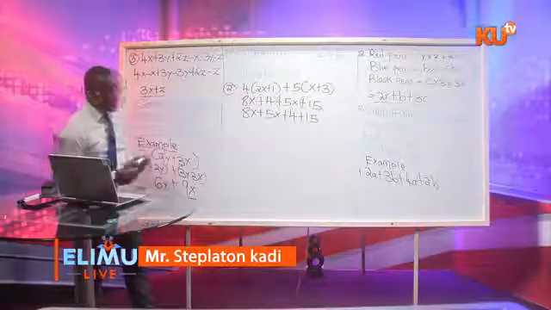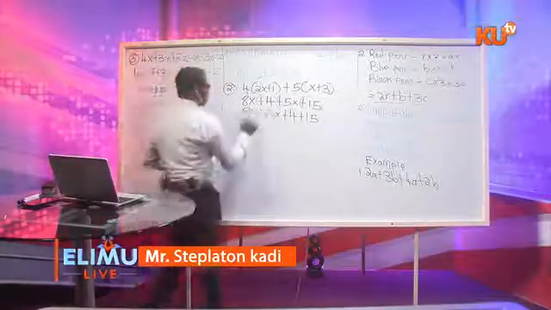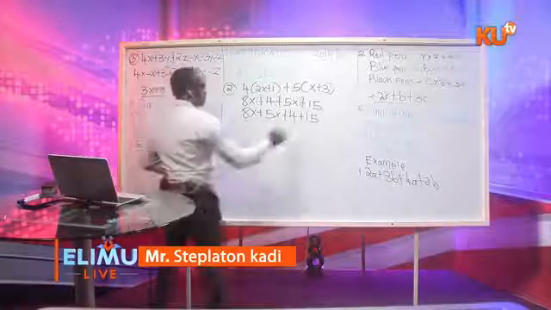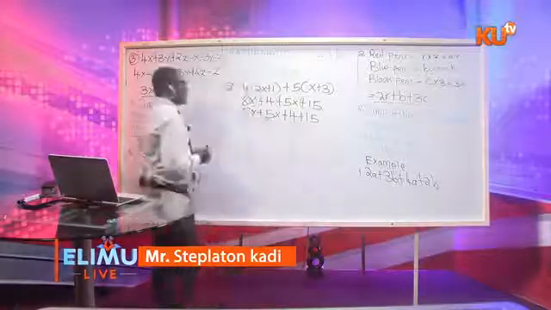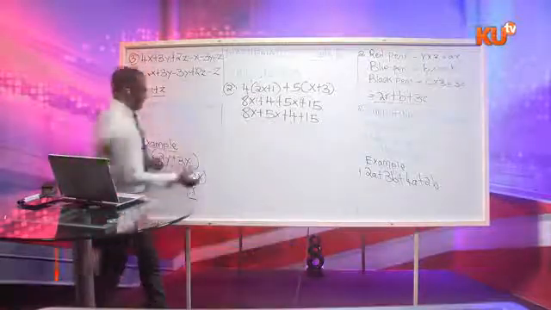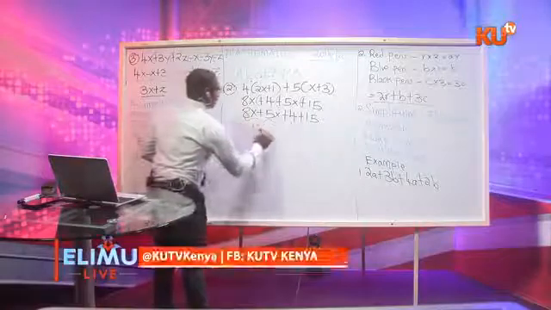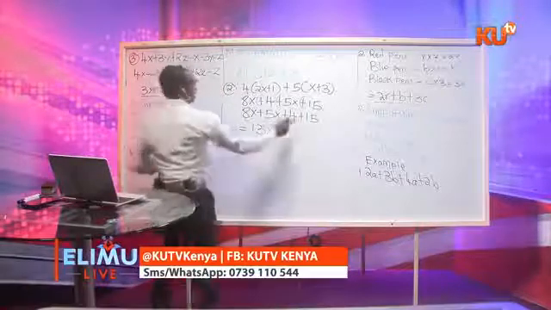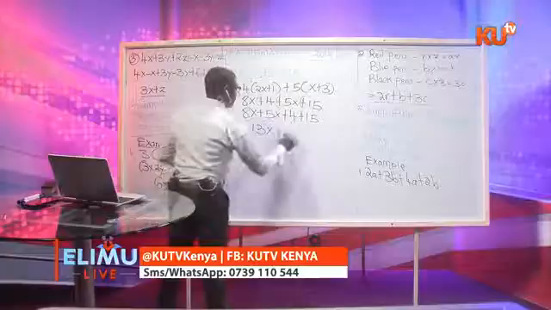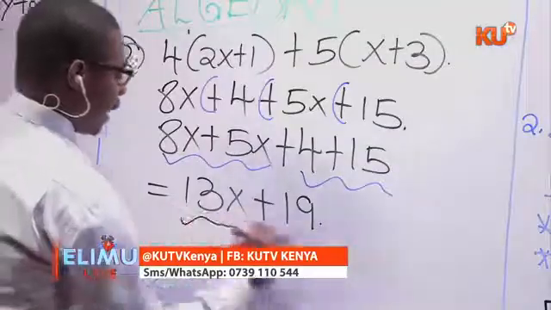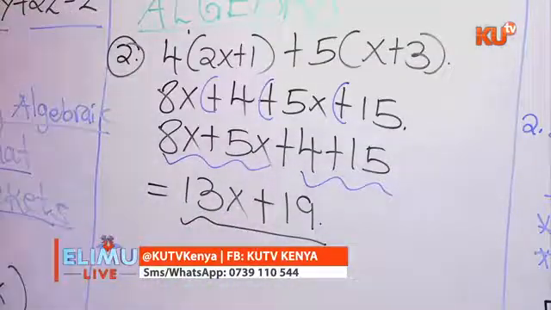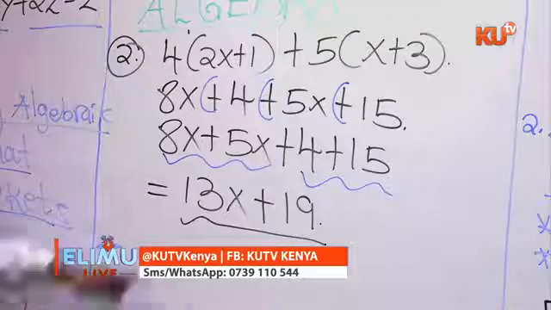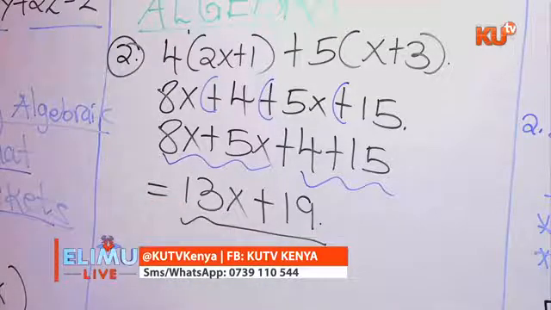Then you simplify or you solve. So we have 8x, which is a like term, and we have 4 plus 15. So 8x plus 5x, that is 13x. 4 plus 15, that is 19. Therefore, our answer is 13x plus 19. That is the answer to that question.